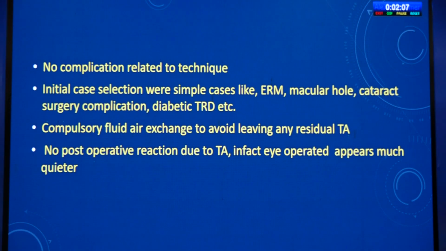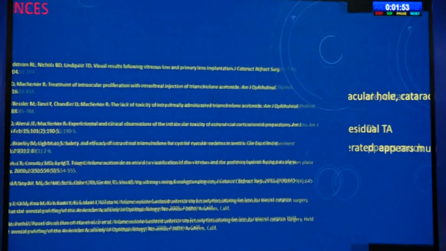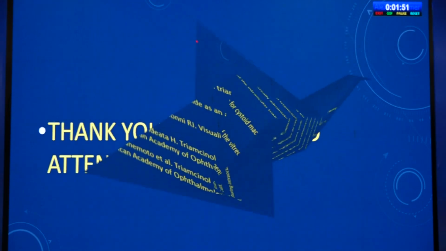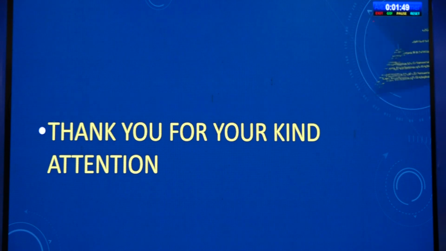There was no complication related to the technique. Initial case selection was very simple cases of ERM, macular hole, cataract surgery complication or diabetic. A compulsory fluid-air exchange was done to remove all the residual triamcinolone, and no postoperative reaction was observed. In fact, the eyes were much quieter compared to what we normally see. So these are a few references. Thank you for your kind attention.